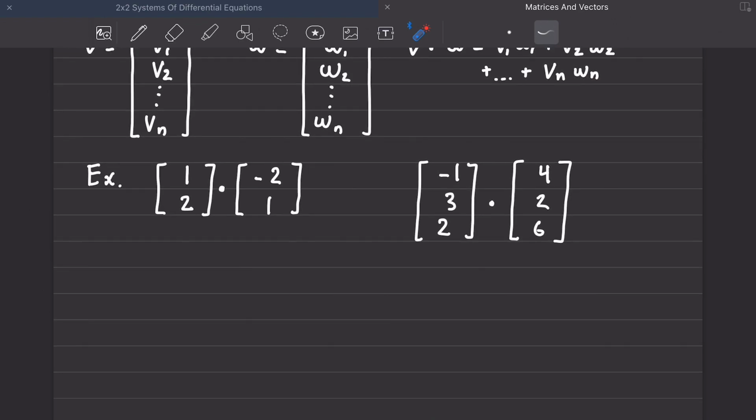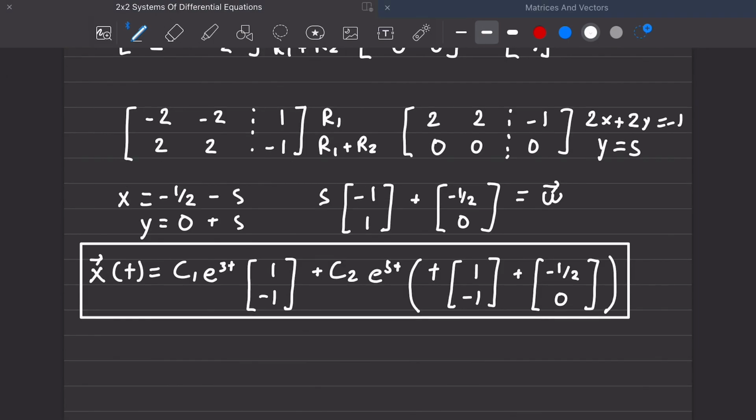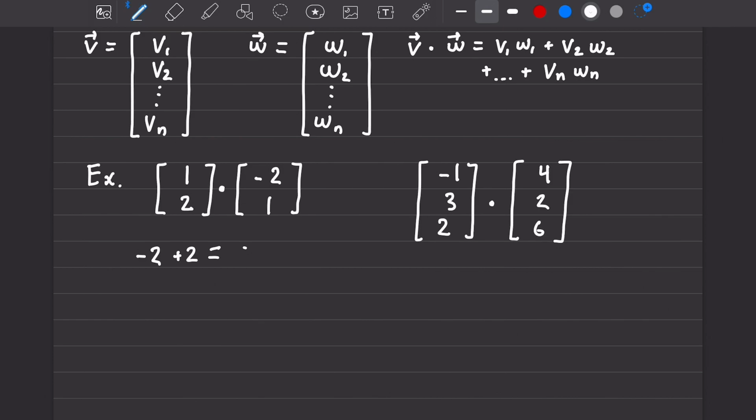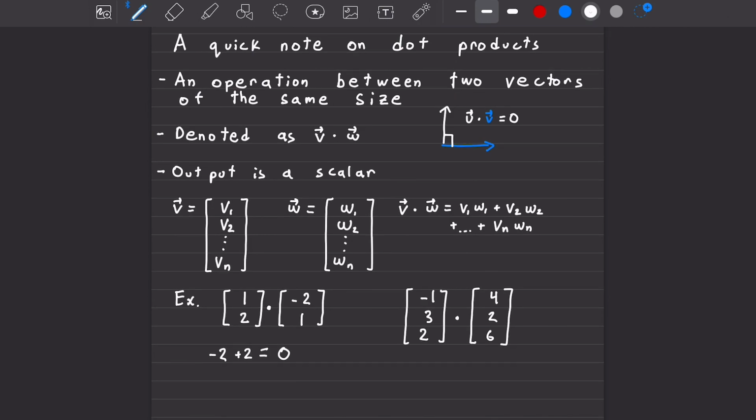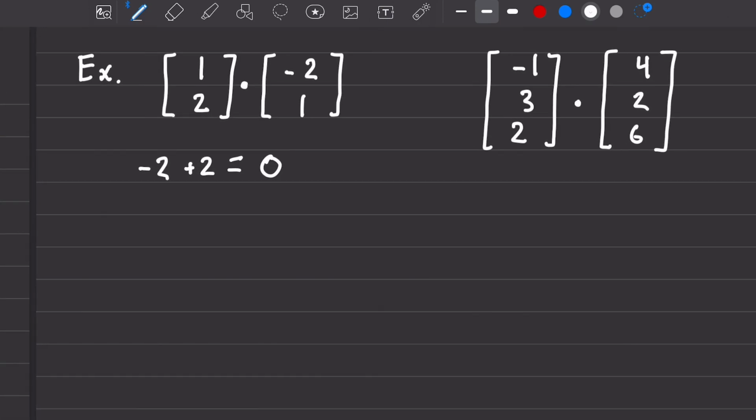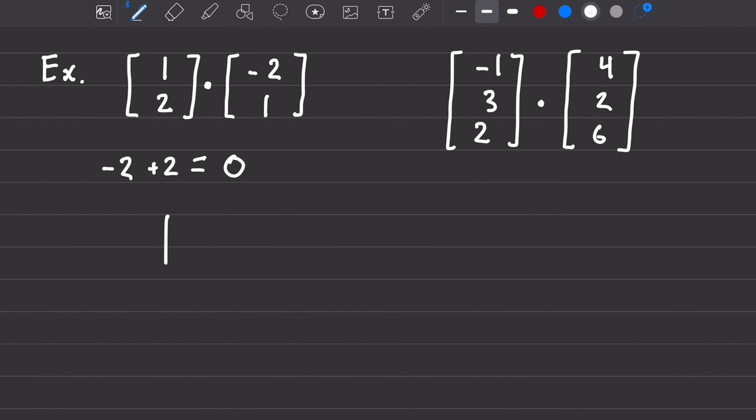Awesome. Let's try out two examples. So first we're going to do 1 times -2, so we're going to say -2 plus 2, which is going to be equal to 0, right? And if you remember from before, we can actually see that these two vectors are going to be orthogonal for that reason. Maybe if you want to just see a quick picture how that ends up working out.